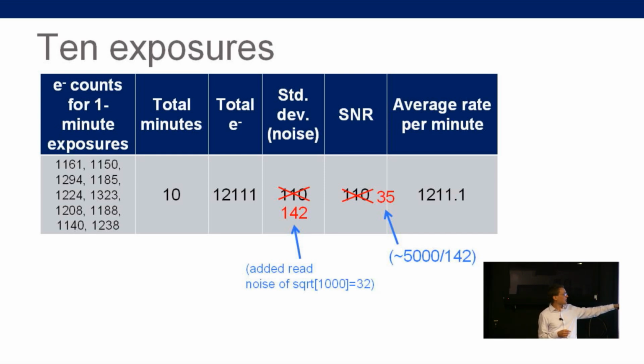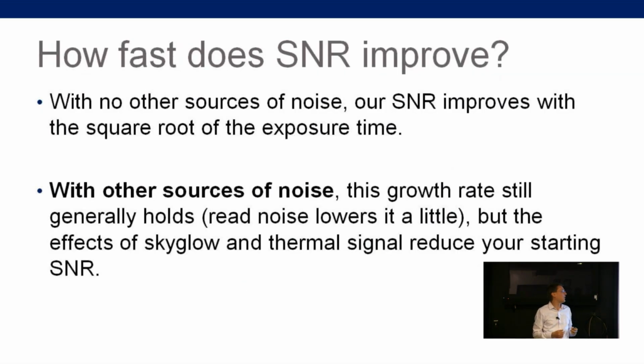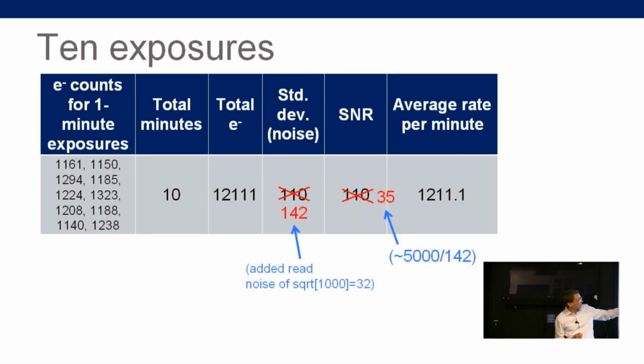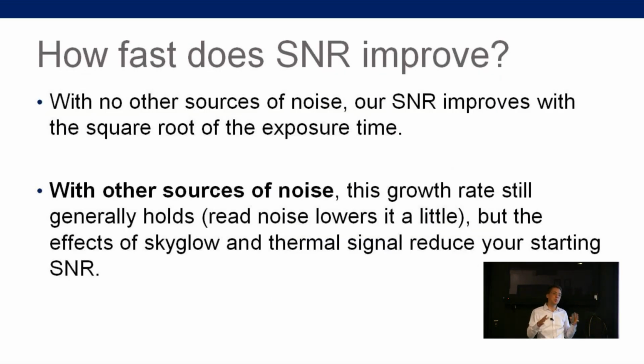But our signal to noise ratio, and actually I don't know the math exactly, somebody could do it, but it's not 110, it's probably somewhere closer to 40, right? But our average rate per minute, we're probably honing in on what the average rate per minute is of our target, our sky glow, and our thermal signal. We've got a good read on what the average of all those things are together, right? So, with other sources of noise, the rule pretty much holds. What we end up with, our signal-to-noise ratio, is still about 3 times what it was when we took one exposure. More or less, the rule still holds.